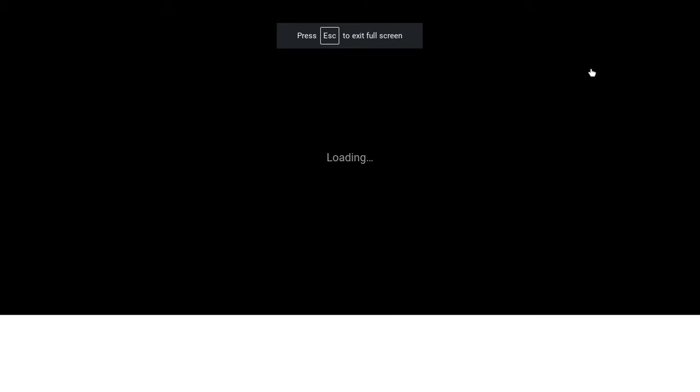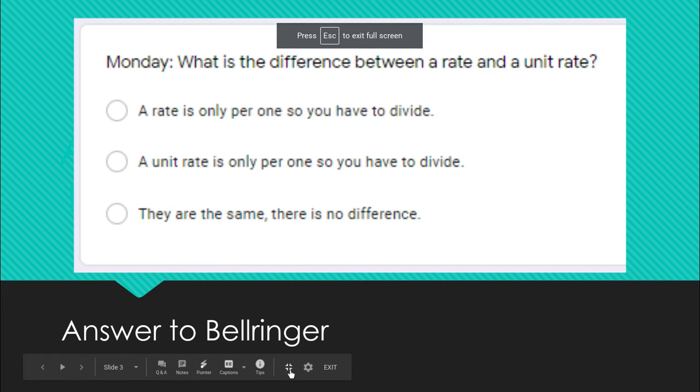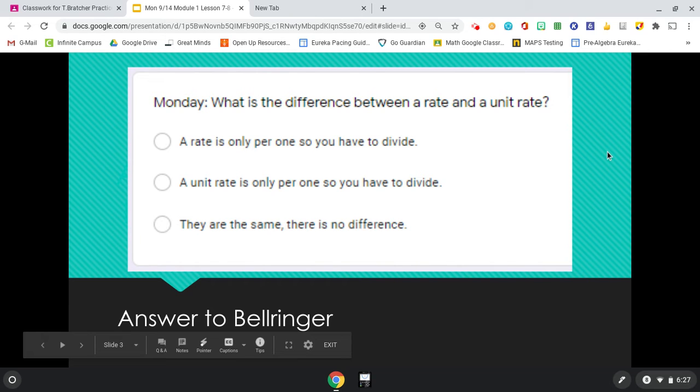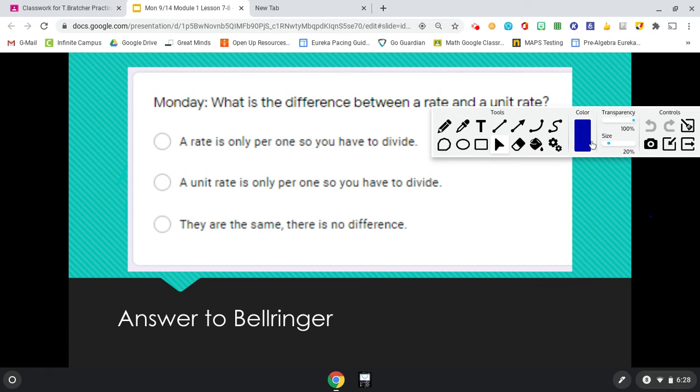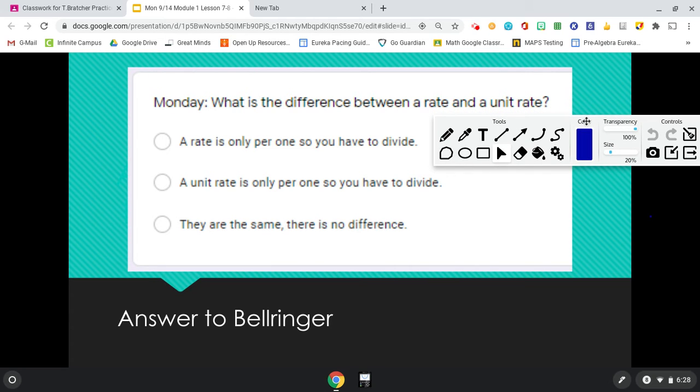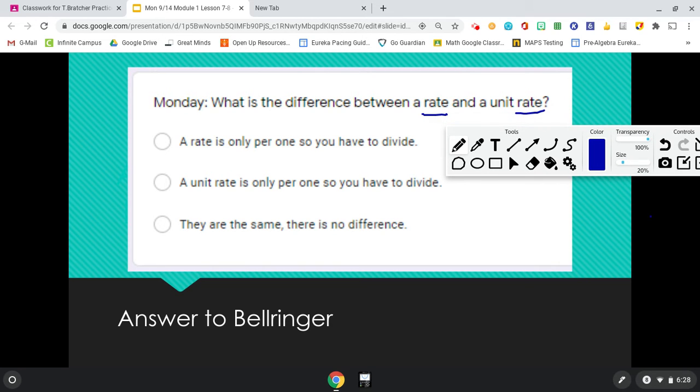So the bell ringer for today and tomorrow, we actually are going back over the vocabulary. A lot of people messed that up on our Topic A quiz, so we wanted to make sure that we hit that again. So if it's asking on Monday, it says, what is the difference between a rate and a unit rate? So you can see that for both of them, you have that word rate. And basically the word rate just means that you're going to have the units, like what am I measuring? So dollars per ounce or boys versus girls. So if you're looking at the difference between a rate and a unit rate, it's that word right here, unit.